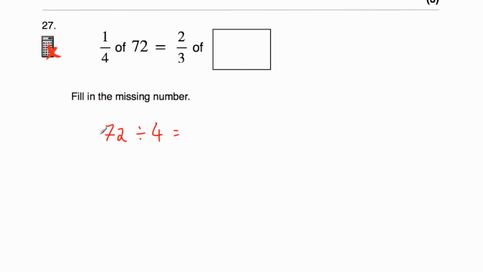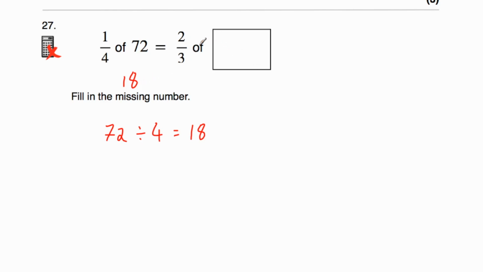Half of 72 is 36, and half of that is 18. So that's fantastic. We know this side is equal to 18, and that's equal to 2/3 of a certain number. Now we could use trial and error and say, well, what's 2/3 of 30? 30 divided by 3 would be 10, and times by 2 would be 20. Well, that's too high. Let's go a bit lower, and so on. We could try and figure out the number that whenever we work out 2/3 of it, we get 18. But there's a better way.